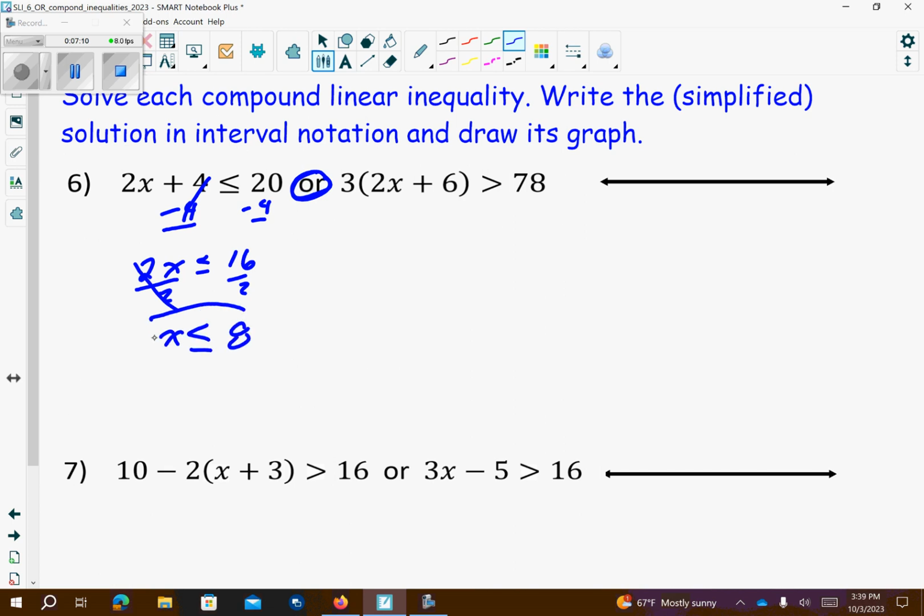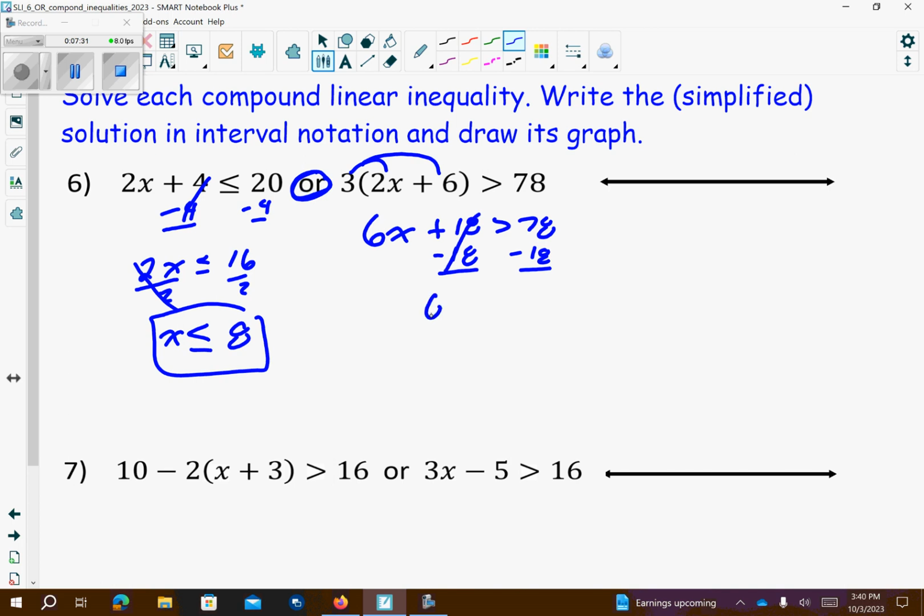Okay, so we're going to hold on to this for a moment. Let's go ahead and solve this one. We're going to distribute. Remember, that's like multiplication. So I'm going to go 3 times 2x. That's going to give me 6x. 3 times 6 is 18, which is greater than 78. We want to go ahead and solve this. So I'm going to subtract 18 from both sides. Those cancel, so 6x is greater than 60. Divide both sides by 6, so x is greater than 10.